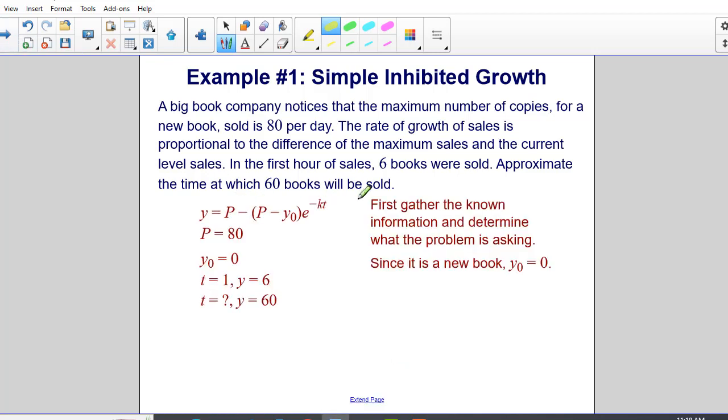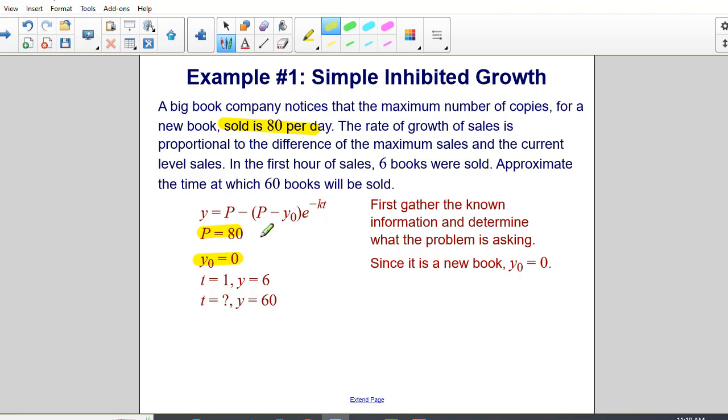First, we gather the known information and determine what the problem is asking. So we start with our general model. y is equal to P minus the quantity P minus y sub 0 times e to the minus kt. We are told from up here that the maximum value is 80 per day, so P is equal to 80. Since it is a new book, y sub 0 is equal to 0. No books have been sold previously.